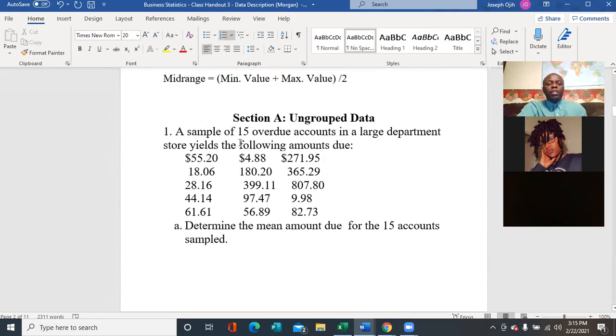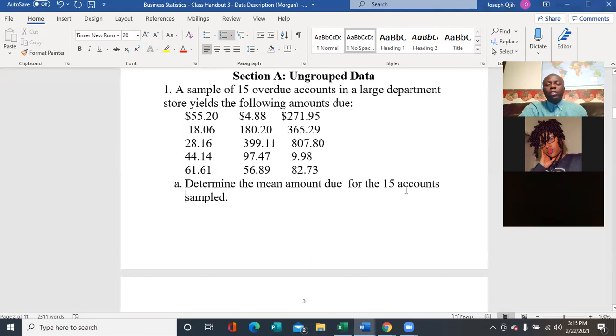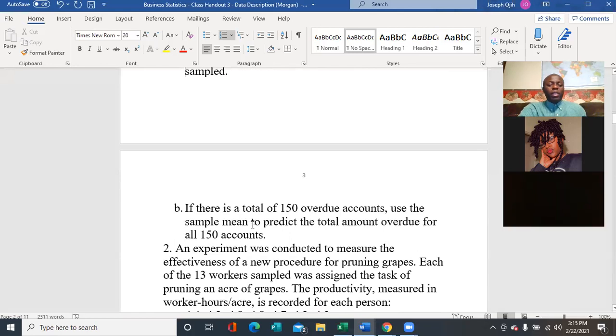A sample of 15 overdue accounts in a large department store yields the following results. You can see the results: $55.20, $18.06, and so on and so forth. It says determine the mean amount due for the 15 accounts sampled. That's the average, the mean. Then it says if there are a total of 150 overdue accounts, use the sample mean to predict the total amount overdue for all 150 accounts.